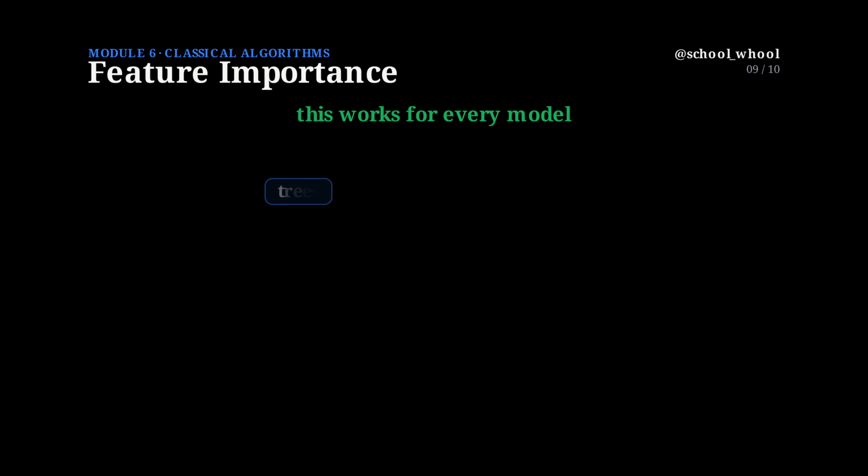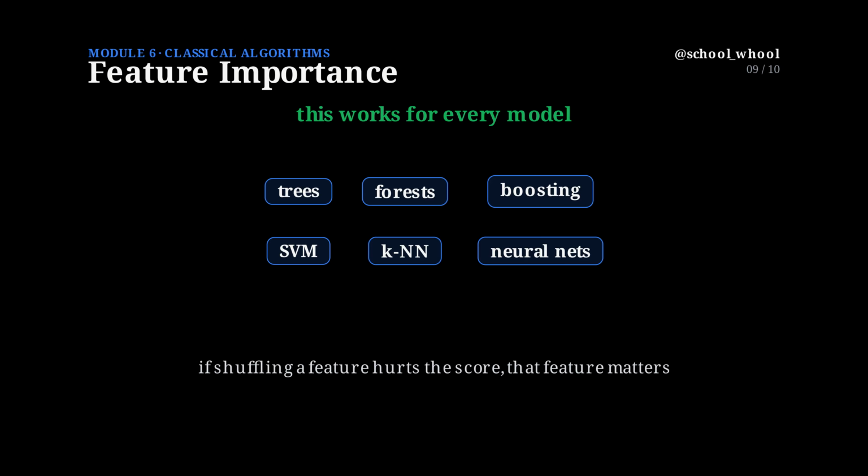Trees, forests, boosting, support vector machines, k-nearest neighbors, neural networks, it doesn't matter what's inside. If shuffling a feature hurts the score, that feature matters. Simple and universal. Two quick cautions.